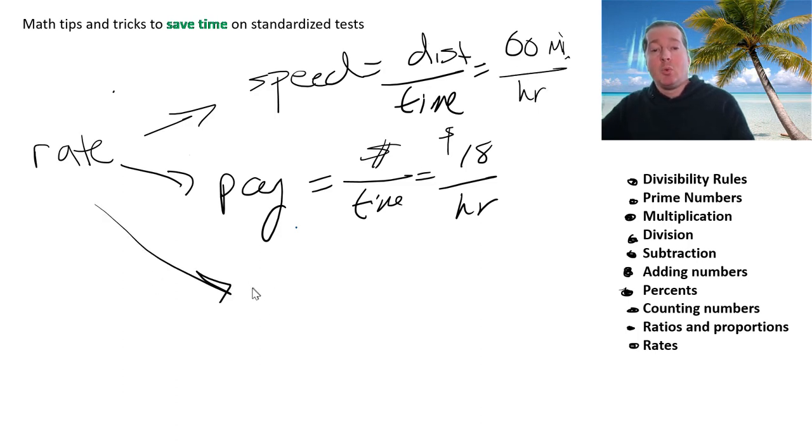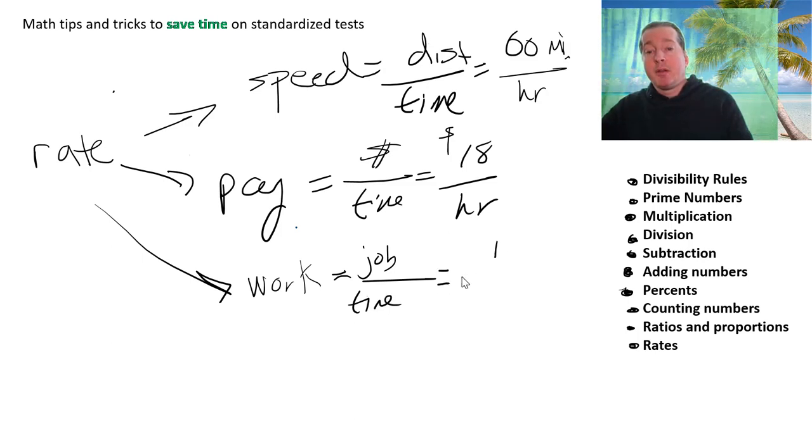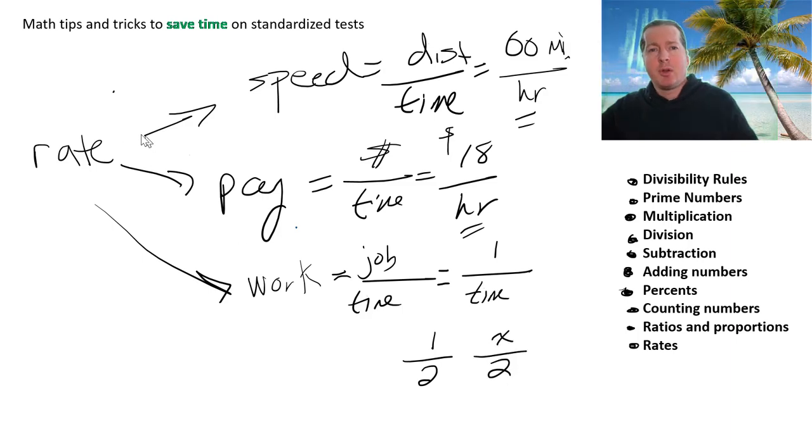You might get work. Now work, if you get a work problem, and this would be more common on the GMAT or the GRE, work is a measure of jobs over time, where quite often the numerator is 1 and the denominator is not. So just be on the lookout for that. When you talked about speed, the denominator was 1 hour. But oftentimes with work problems, it's one job over a certain amount of time. So it might say that a certain machine can do one job in 2 hours. Or it might say it can do X units in 2 hours. So you just want to be aware of that.